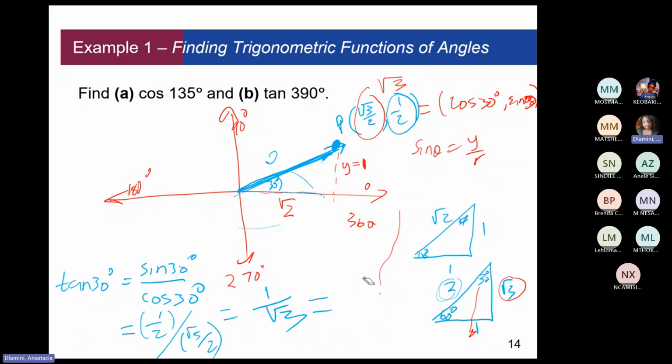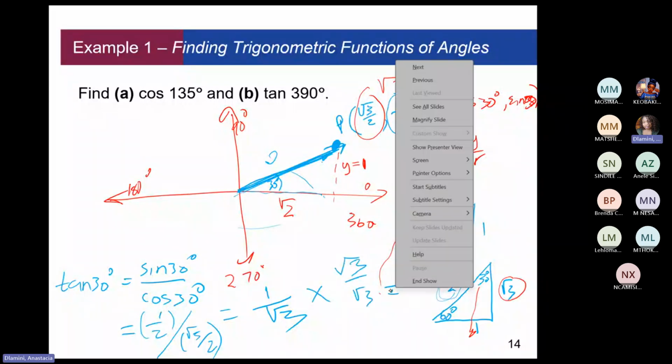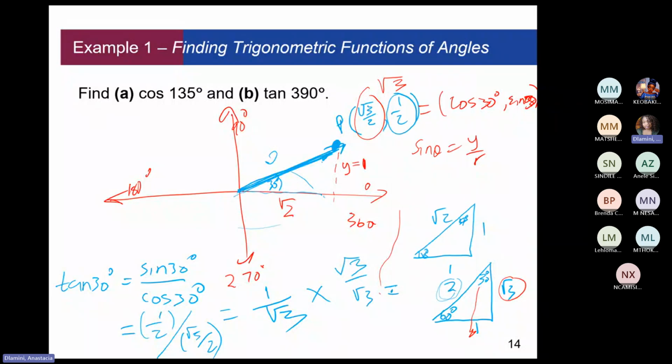By rationalizing, we just take the denominator, which is √3, and multiply by √3 over √3. We know that √3 times √3 is just 3. So it's √3 over 3. Do you see that, guys?